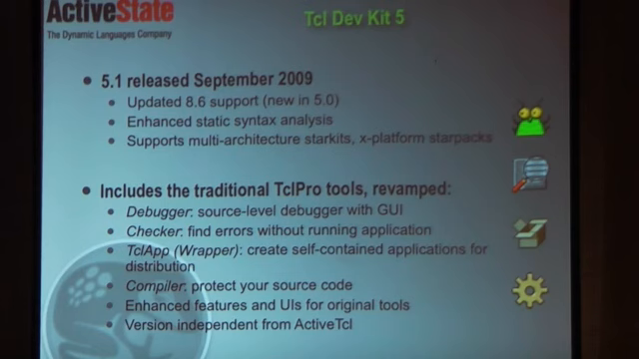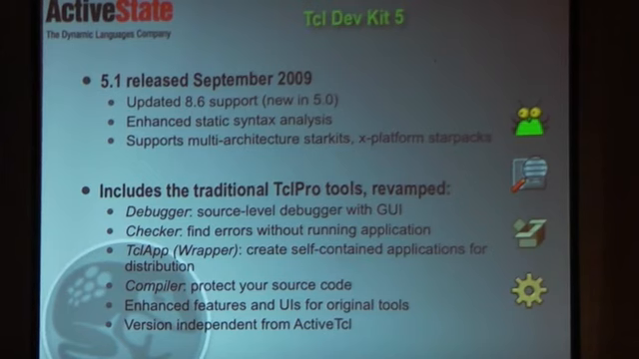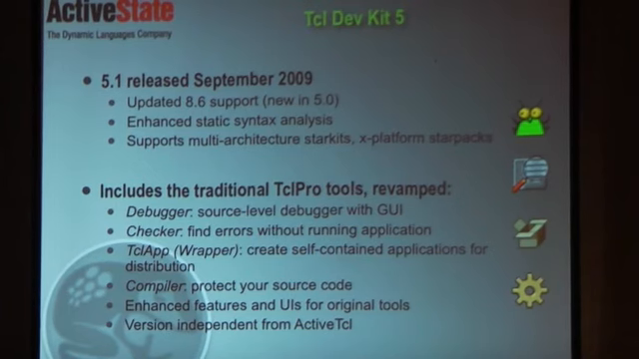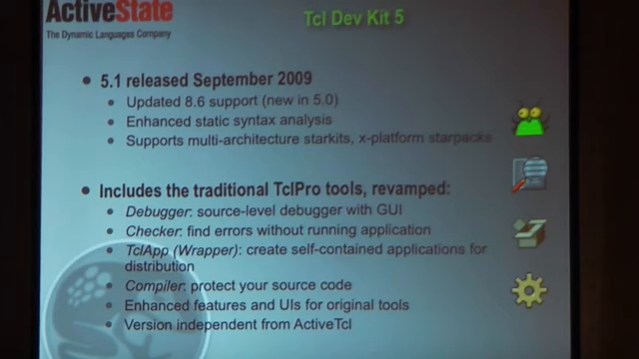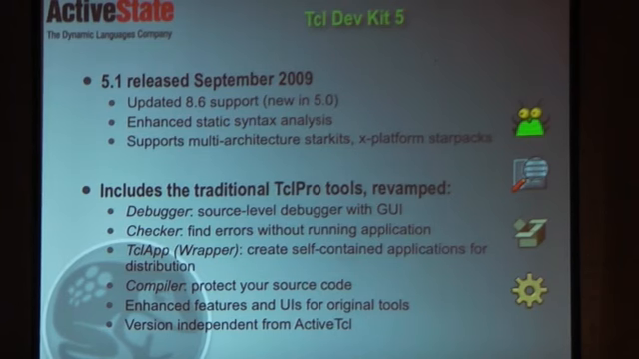TclApp, I mentioned before, the compiler is really, again, just for obfuscation. And so a lot of enhanced UIs for using these. The starkits and virtual file system technology is available for anyone. It's all open source, but the user interface is ideally supposed to make it easier to build some things. Other additional tools are coverage, standard coverage hotspot analysis, managers for Tcl services, which we finally fixed in TDK 5 to actually work with multiple threads as well.